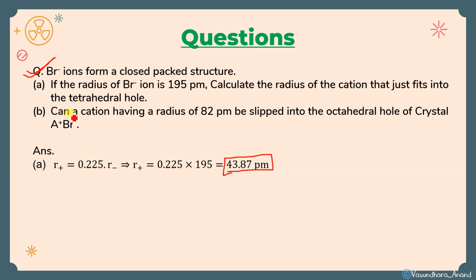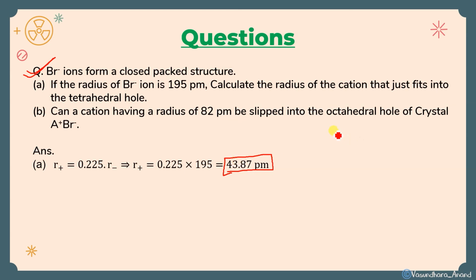Now the next question is, can a cation having radius of 82 picometer be slipped into the octahedral hole of the crystal? That means, for it to go in easily, what should it be? The radius of the octahedral void should be more than 82 picometer, only then will this 82 picometer cation slip into that hole. Yes, understood?